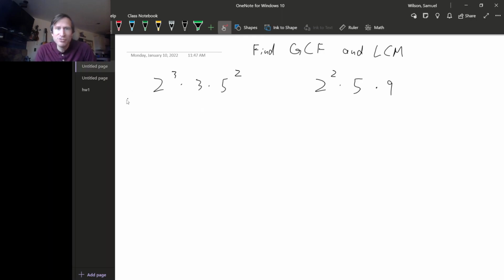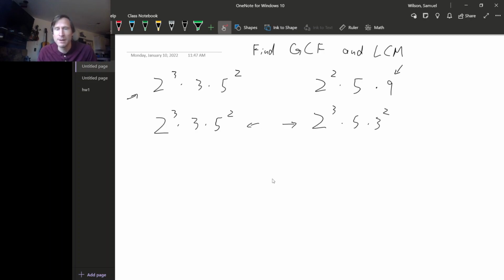So here I have two numbers written in factored form, actually not quite in factored form, so it is important that you factor completely. So this 9 here, we can factor that more. 9 is 3 squared. So to get what I'm about to say to work, you do have to have things factored completely. So now that we have these things factored completely, let's find the greatest common factor of this number and that number.